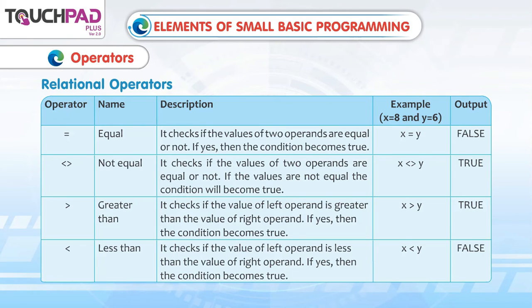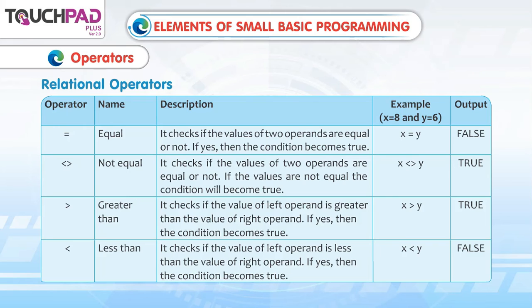Not equal. It checks if the values of two operands are equal or not. If the values are not equal, the condition will become true. x <> y. Output true. Greater than. It checks if the value of the left operand is greater than the value of the right operand. If yes, then the condition becomes true. x > y. True.